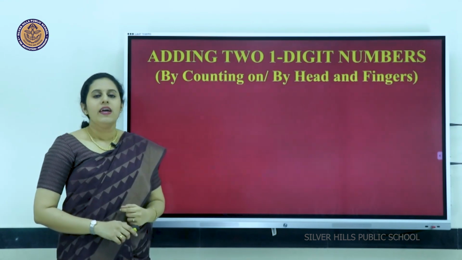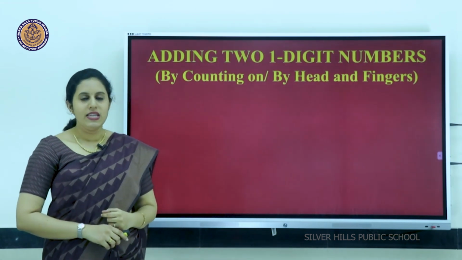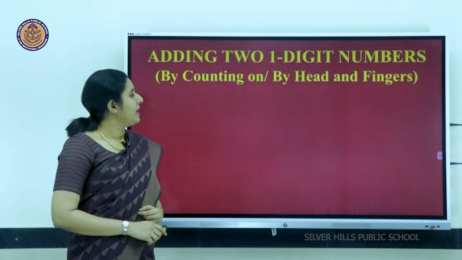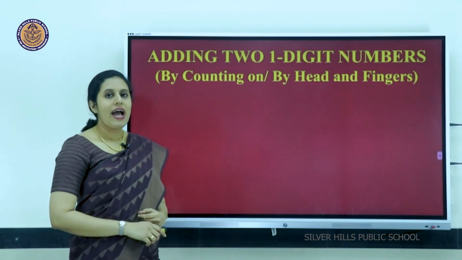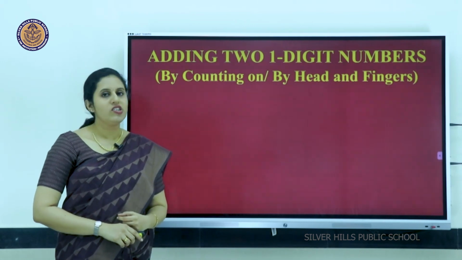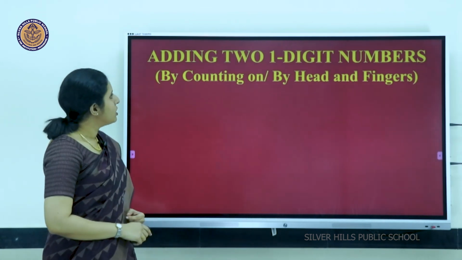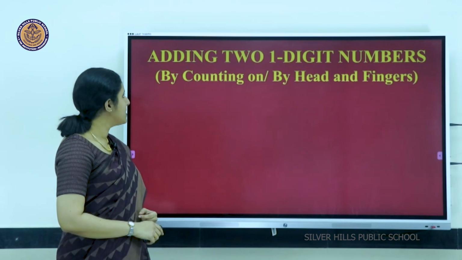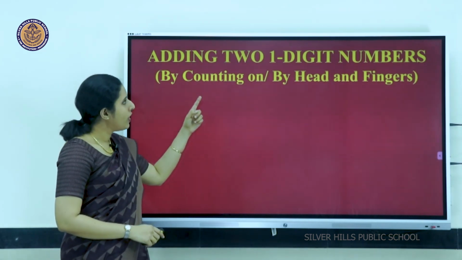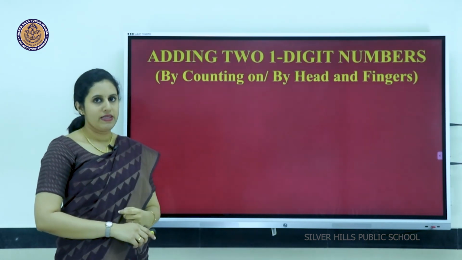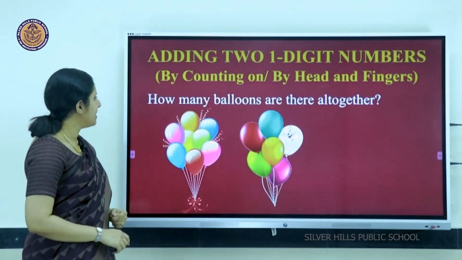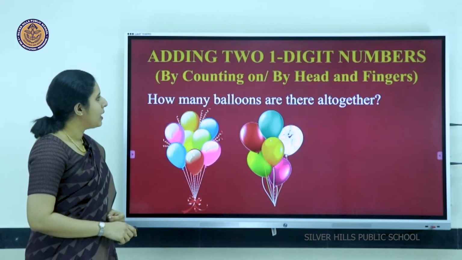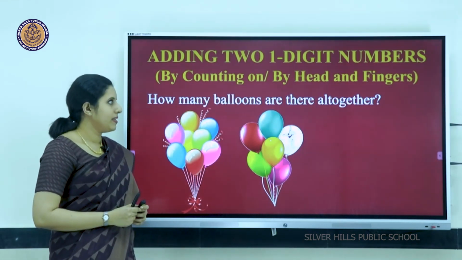Now here we are going to see something new. As the title says, we are going to see addition of 2 one-digit numbers, adding 2 one-digit numbers by counting on or by head and fingers method. Let's see that. Now look at the question here. How many balloons are there all together?